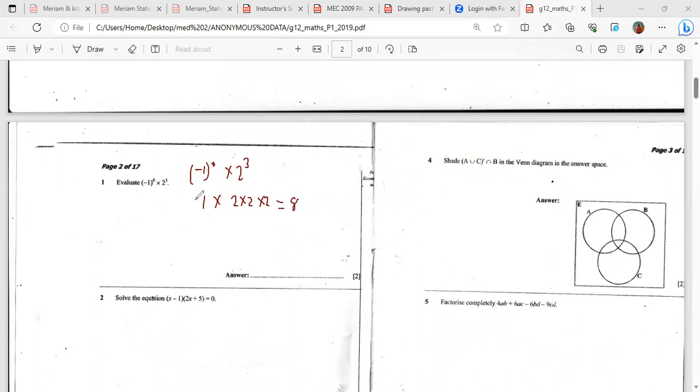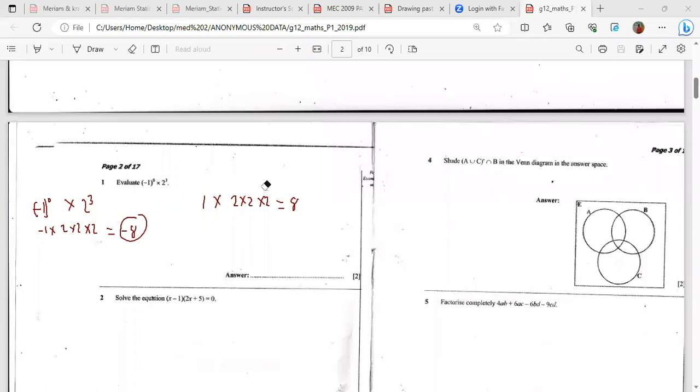But not that. If this question was like negative 1 to the power 0 times 2 to the power 3, the answer would have been negative 1 times 2 times 2 times 2. This would have given us negative 8, if the negative was not inside the bracket.